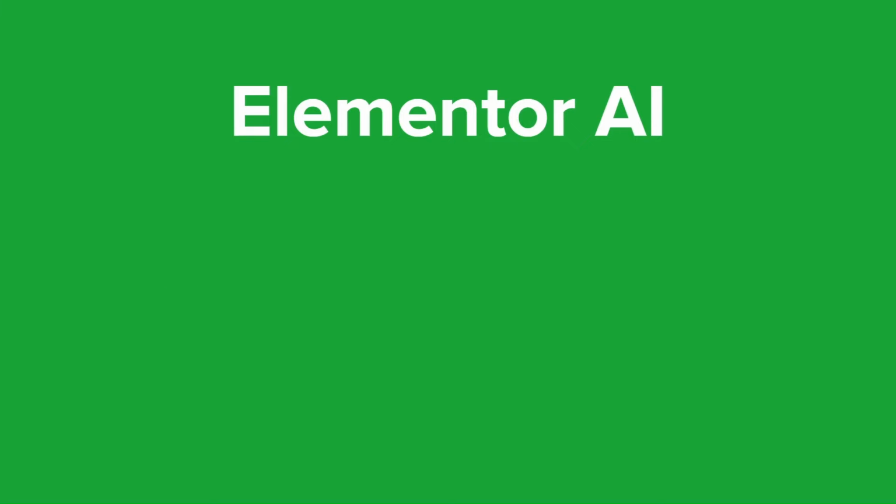Next up, you have the Elementor AI. Elementor is a plugin for WordPress, and it's a page builder plugin. It started off as a page builder plugin to easily create your website without any coding knowledge. And they've recently introduced some AI tools into their builder to make your development a little bit easier and faster.